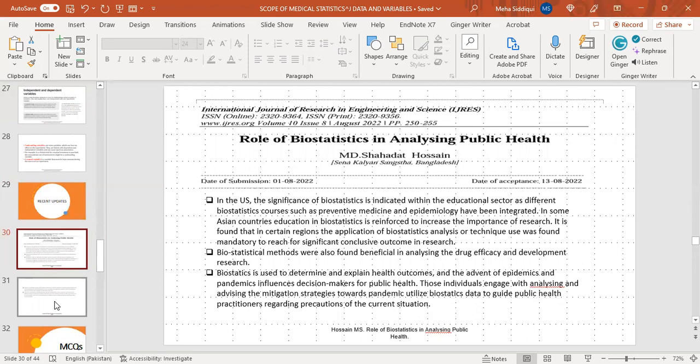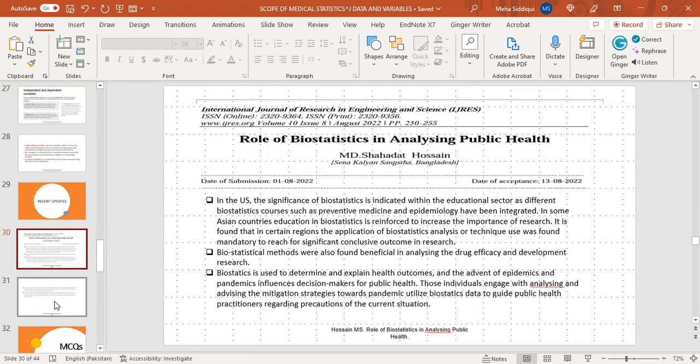In some Asian countries, education in biostatistics is reinforced to increase the importance of research. It is found that in certain regions, the application of biostatistic analysis or techniques was found mandatory to reach significant conclusive outcomes in research. Biostatistical methods were also found beneficial in analyzing drug efficacy and development research.